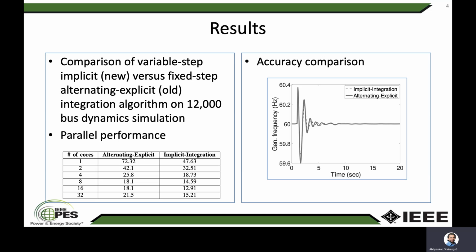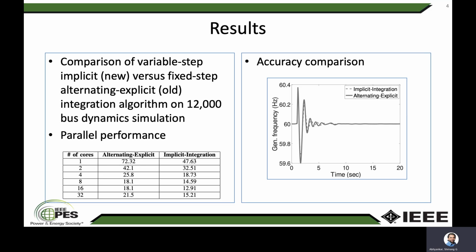The table on the left shows the performance of these two algorithms ranging from 1 core all the way up to 32 cores. The numbers given in columns 2 and 3 are the execution time for the two algorithms. As you can see, the implicit integration algorithm takes less time than its counterpart alternating explicit.